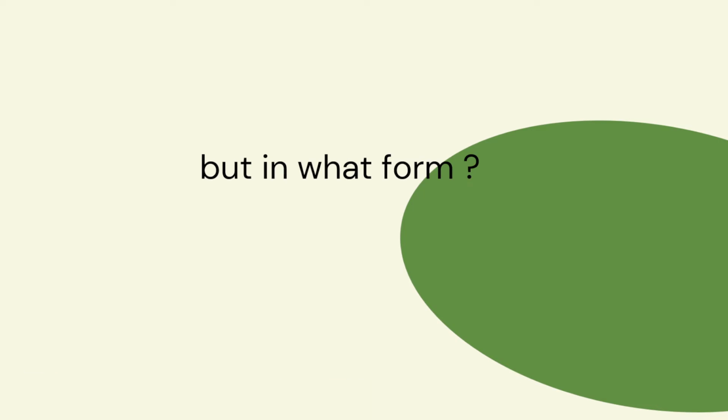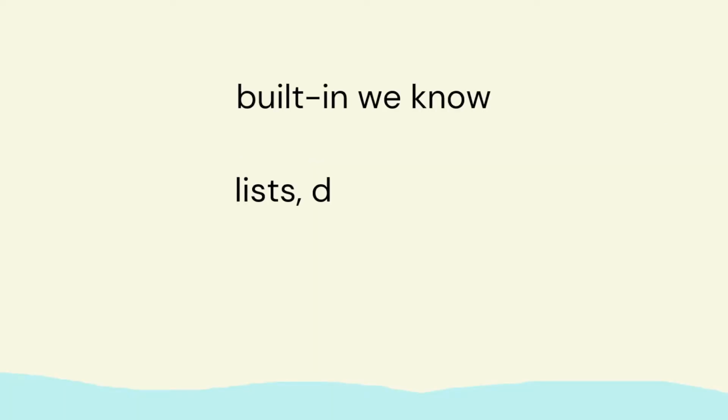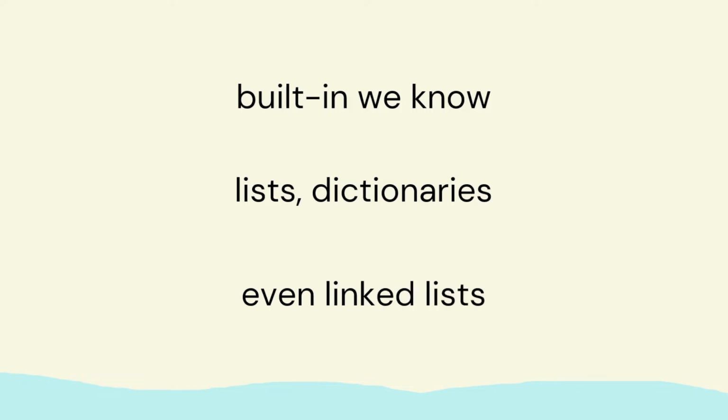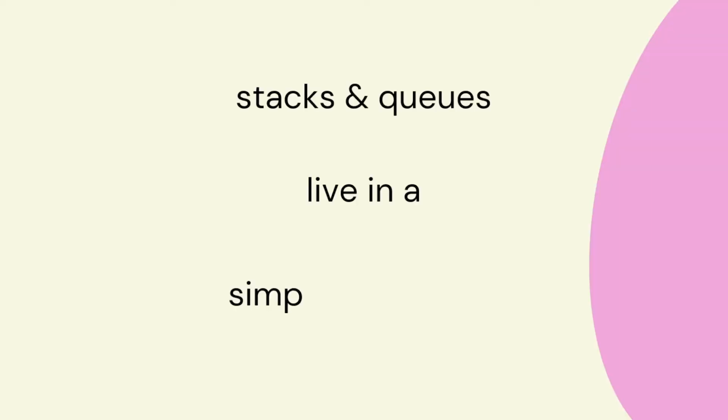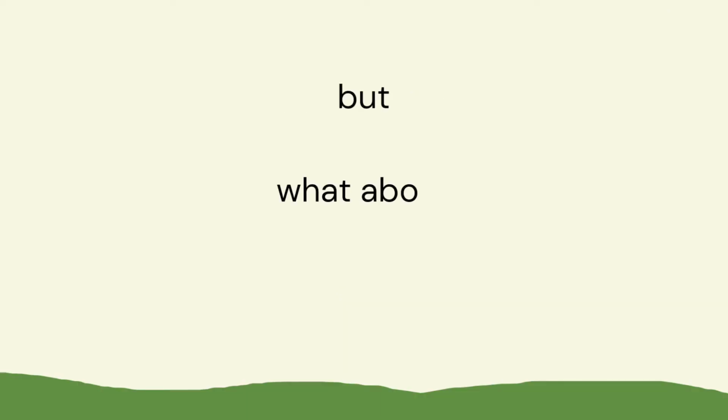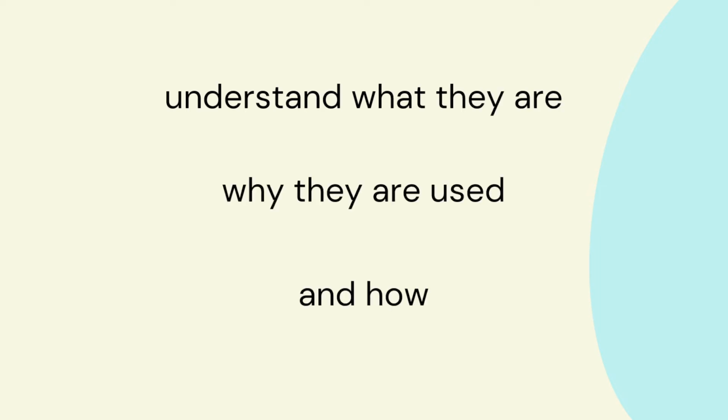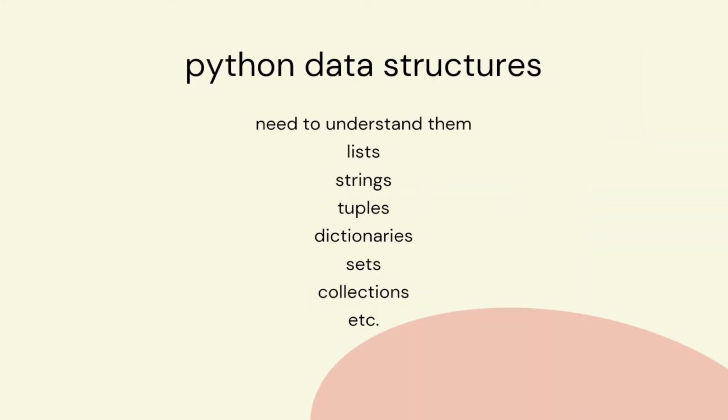But in what form? Well, we're familiar with the built-in data structures we've covered before, things like lists and sets and dictionaries. We also have other data structures like linked lists. Now, we have seen briefly data structures like stacks and queues that live in a simple dimension. They're more complex, but also useful, are data structures like trees and graphs.